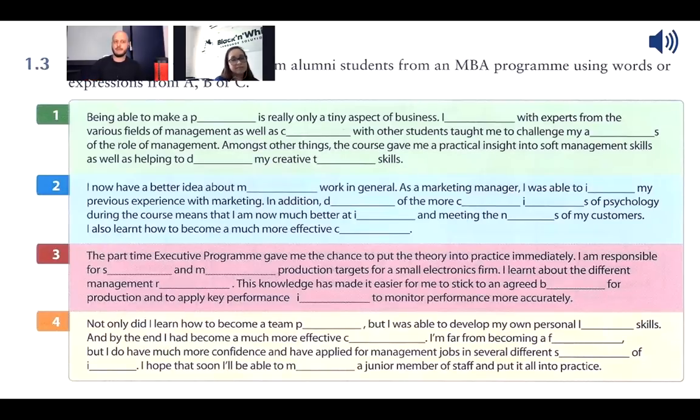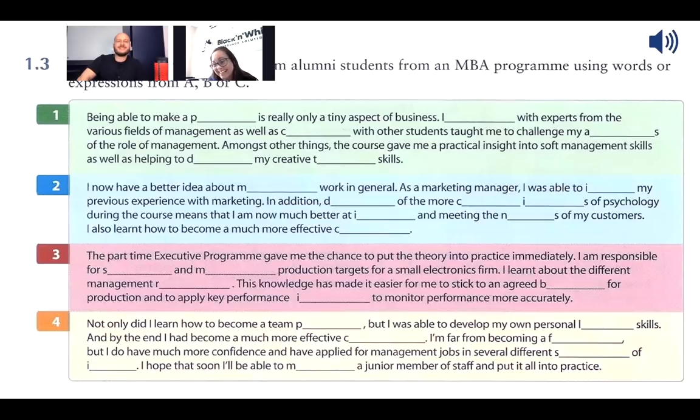Being able to make a profit is really only a tiny aspect of business. Interacting with experts from the various fields of management as well as collaboration with other students taught me to challenge my assumptions of the role of management. Amongst other things, the course gave me a practical insight into soft management skills as well as helping to develop my creative thinking skills. Where is she from, Míriam?